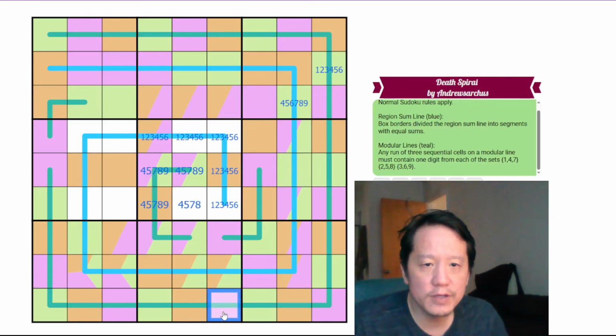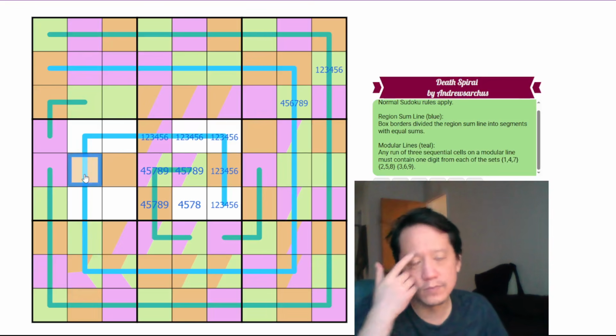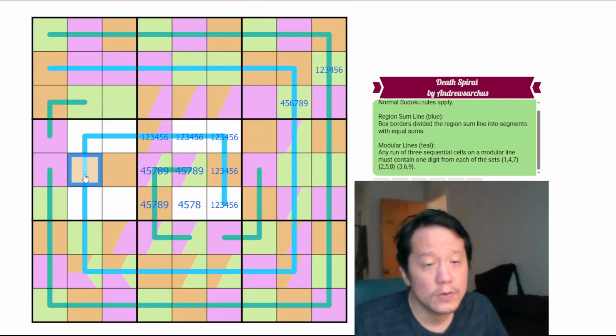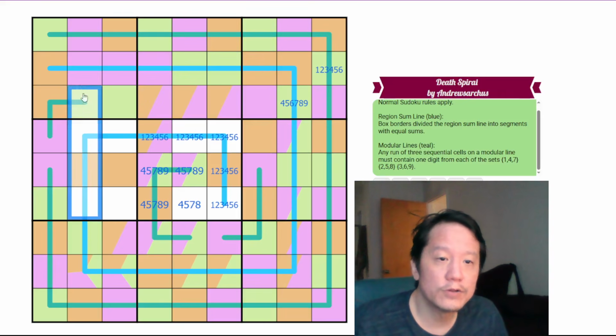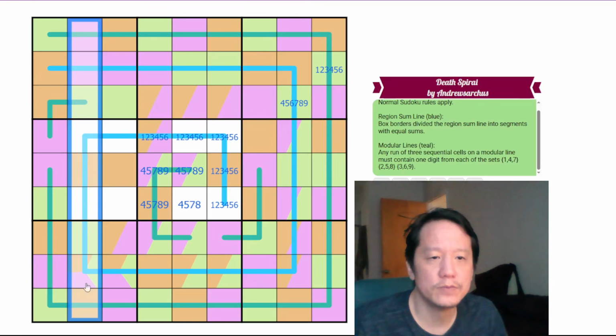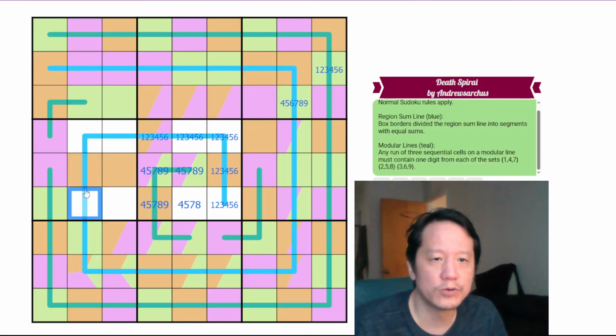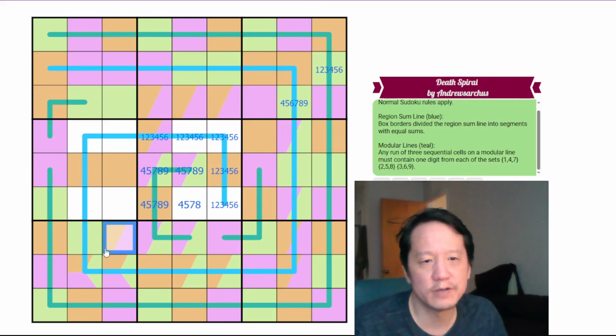We have pink, pink there. Okay. Where are the oranges in column 2? We can only have one more orange here. And, well, okay, never mind.